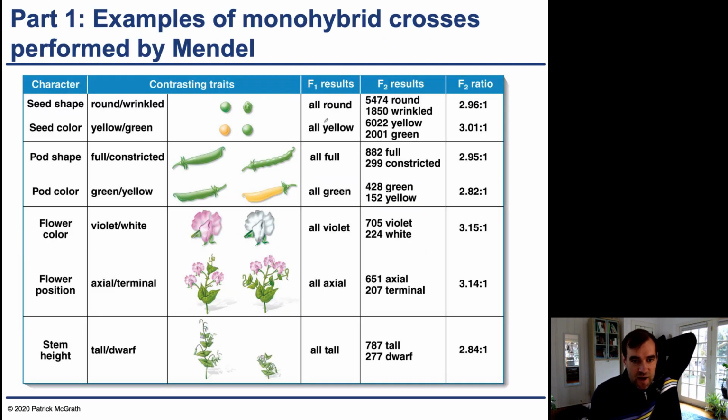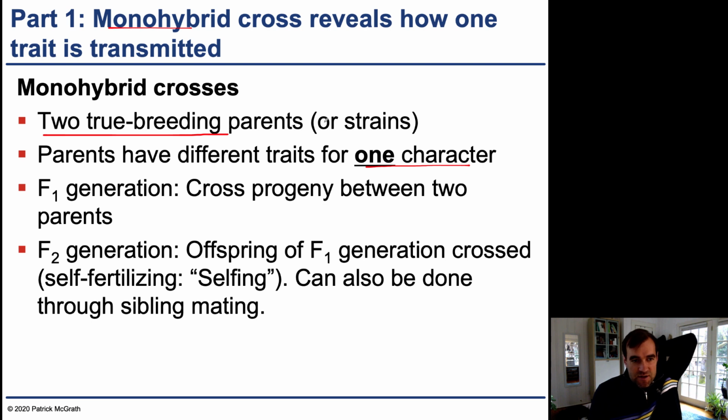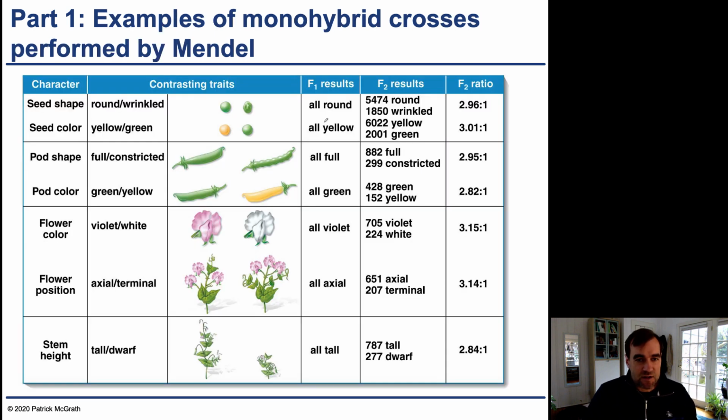And so these allow us to look at just a single set of genetic differences. So this is what he did. These are the 7 different monohybrid crosses that were performed by Mendel. In one case, he crossed round seeds with wrinkled seeds. And again, all those others were the same. In another case, he crossed yellow with green, full with constricted, etc., etc.